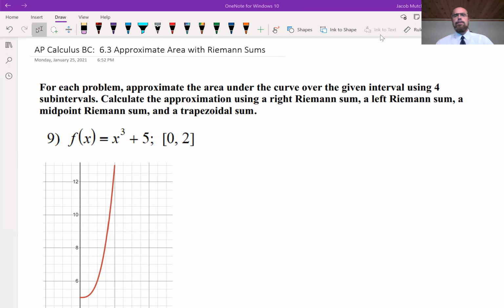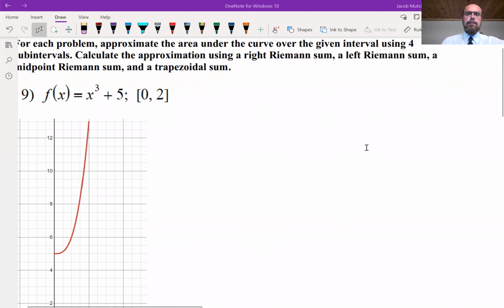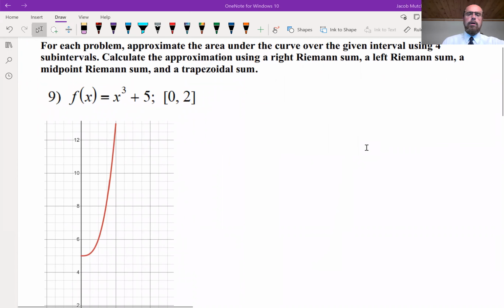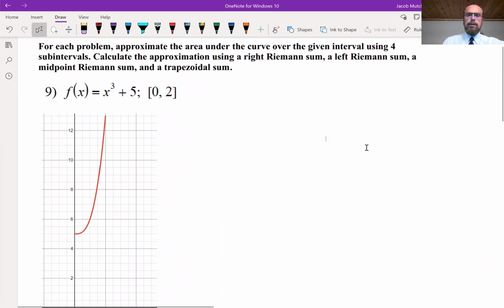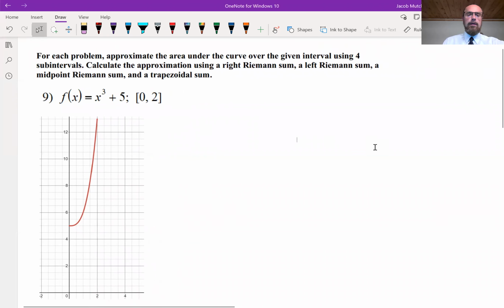Welcome to Calculus. Today we will investigate approximating area with Riemann sums and trapezoidal sums. We'll take a look at one example. We've got a function here, f of x equals x cubed plus 5, and we're considering it over the interval from 0 to 2. So I've got a graph of the function here, and what we want is to approximate the area under that curve using four different types of sums.